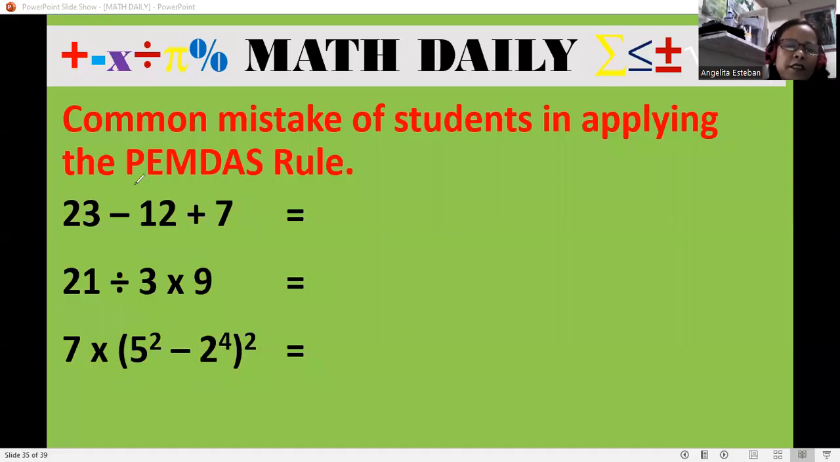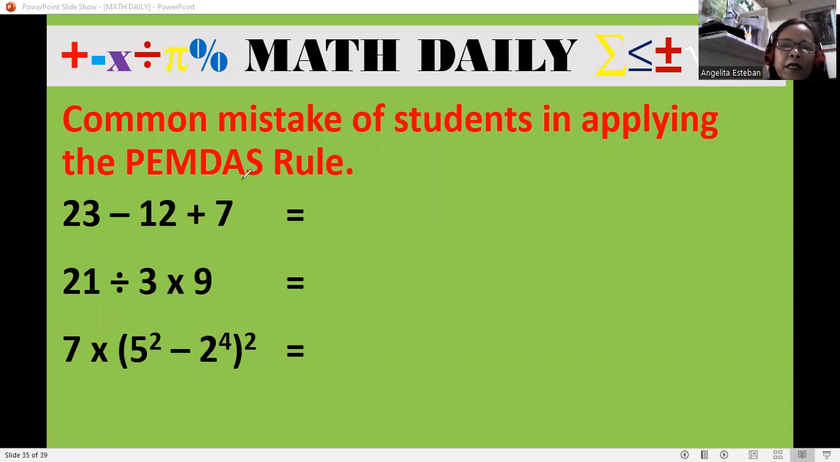The PEMDAS rule is known as the order that we have to follow when we are solving a series of mathematical operations. Now, the P stands for parentheses, or those which are enclosed with grouping symbols. And then the E stands for exponent, or exponential numbers. Now we have M for multiplication, D for division, A for addition, and S for subtraction.